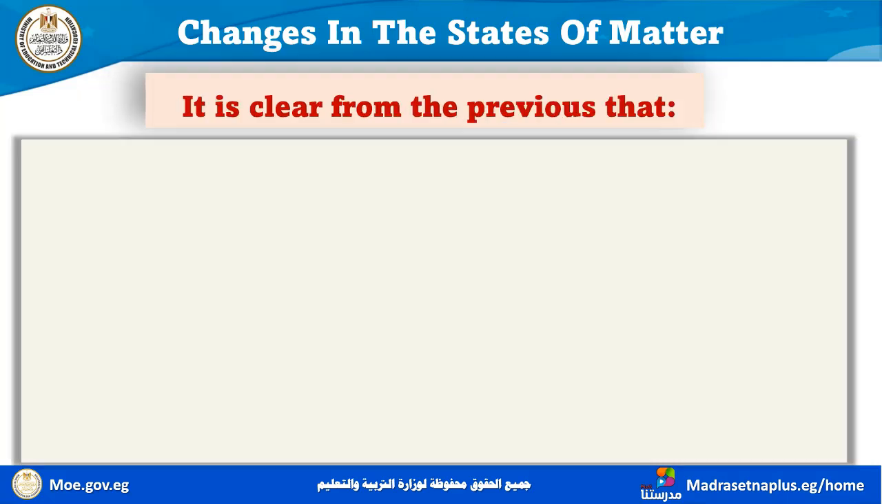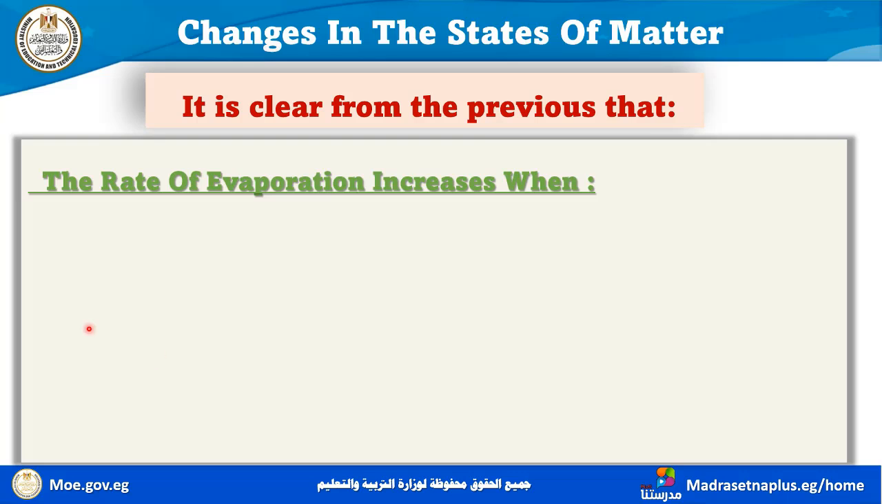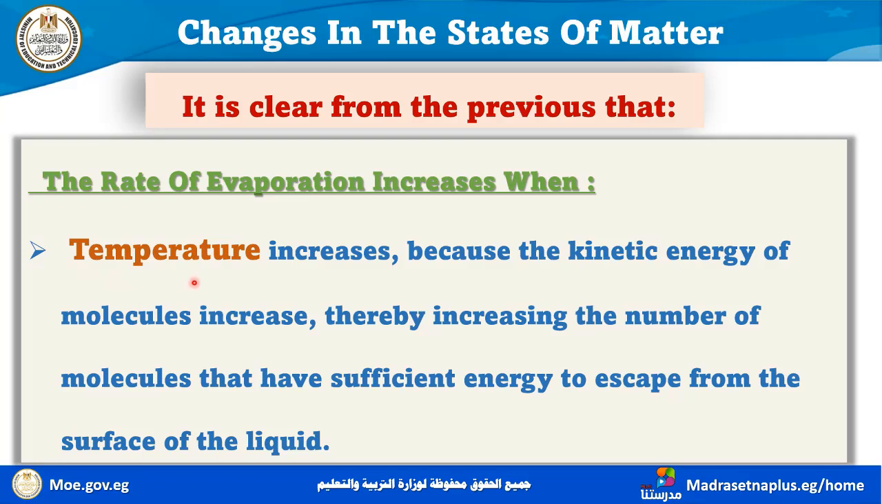So, from our experiment, it's clear that the rate of evaporation increases when temperature increases. As we observed from our previous experiment, the rate of evaporation increases when temperature increases. Why? Because the kinetic energy of molecules increases, thereby increasing the number of molecules that have sufficient energy to escape from the surface of the liquid.